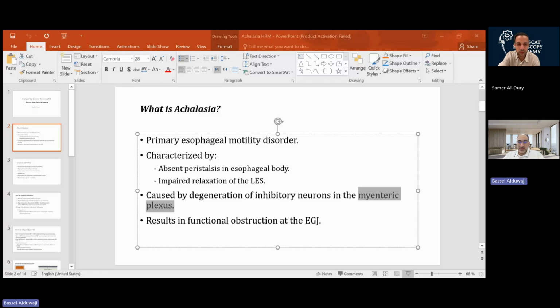The most common type is type 2, which is good for the patients because it has the higher response to treatment. And it's good to think about why type 2 has the higher response to treatment: because at least in type 2 there is still pressurization. That means the main problem is the elevation in the IRP value. So if I can treat this elevation in the IRP value, I can help the peristalsis to get back somehow to normal.